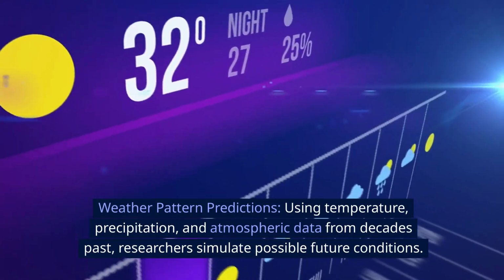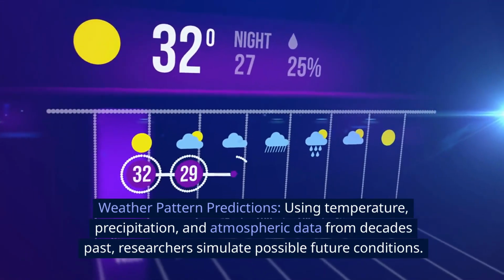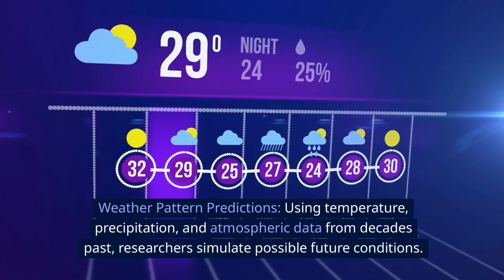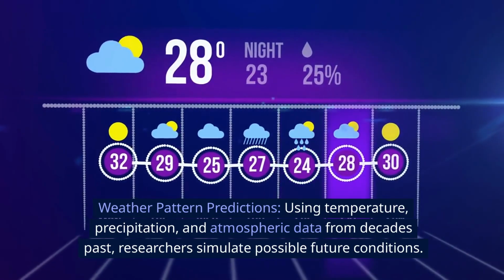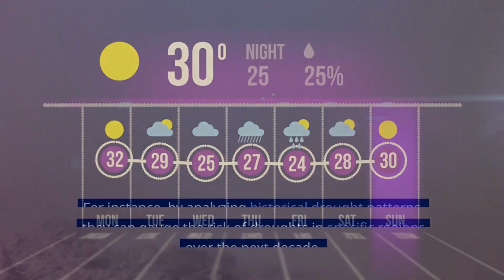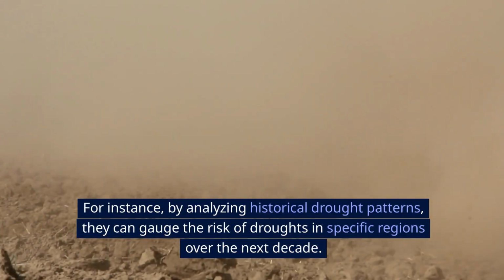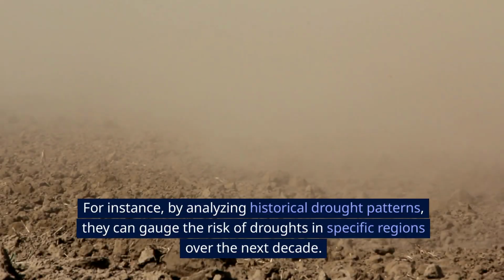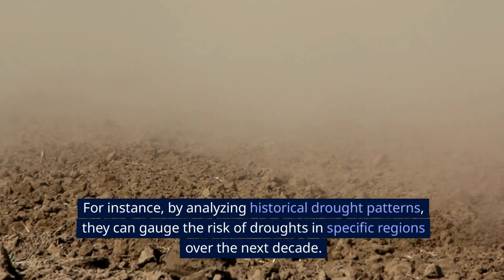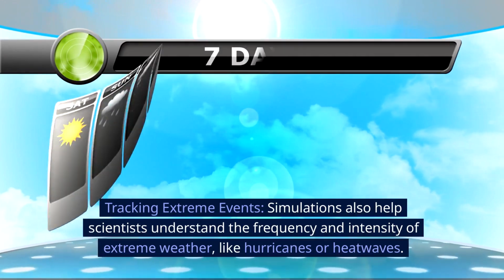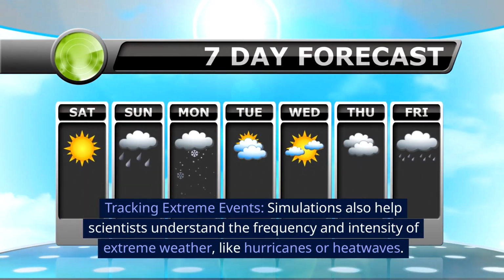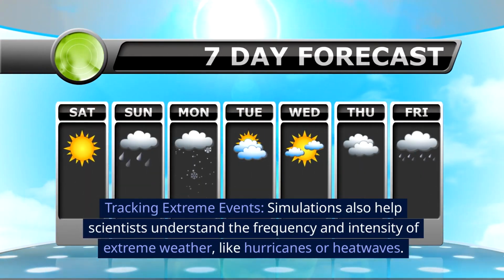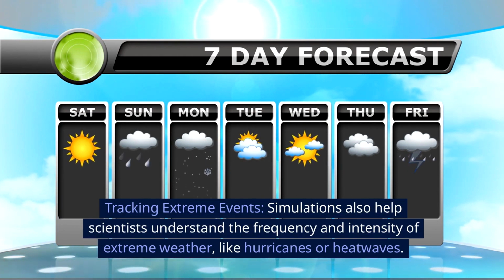Weather pattern predictions. Using temperature, precipitation, and atmospheric data from decades past, researchers simulate possible future conditions. For instance, by analyzing historical drought patterns, they can gauge the risk of droughts in specific regions over the next decade. Tracking extreme events. Simulations also help scientists understand the frequency and intensity of extreme weather, like hurricanes or heat waves.